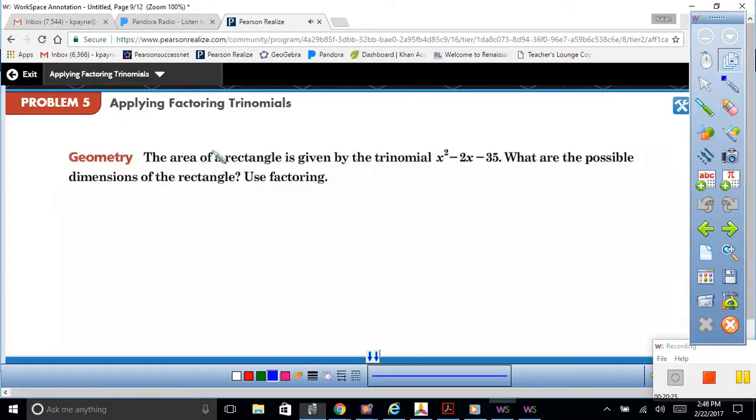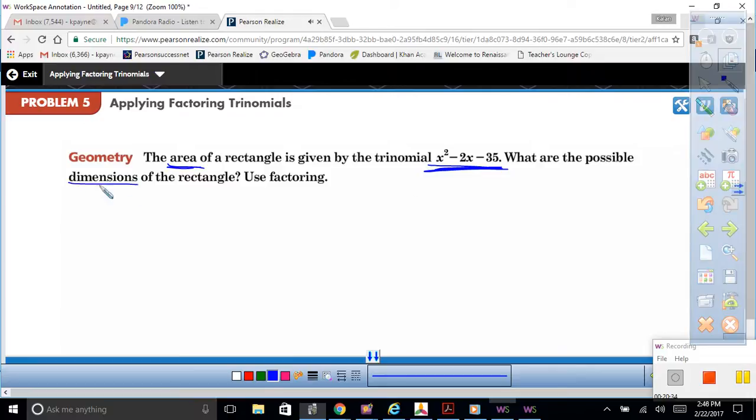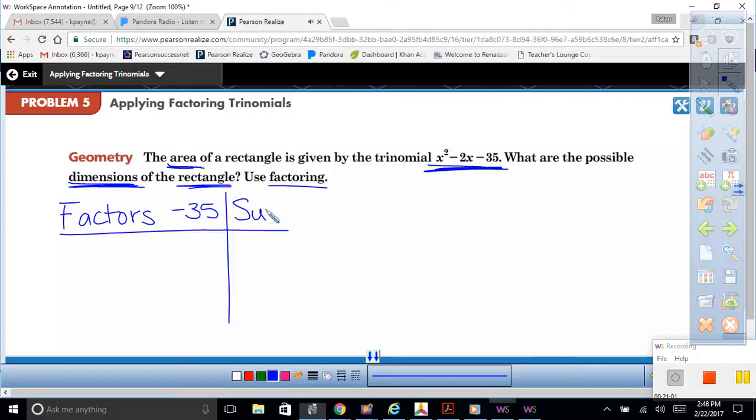Back on notebook paper. It says the area of a rectangle is given by the trinomial x squared minus 2x minus 35. What are the possible dimensions of the rectangle? Use factoring. So really this is just like using the algebra tiles. We have a rectangle and we're trying to figure out what the length and what the width is across the top and down the side. But instead of actually using algebra tiles, we're just going to use the method we learned, which is finding the factors of the last term that have a sum of the middle coefficient.